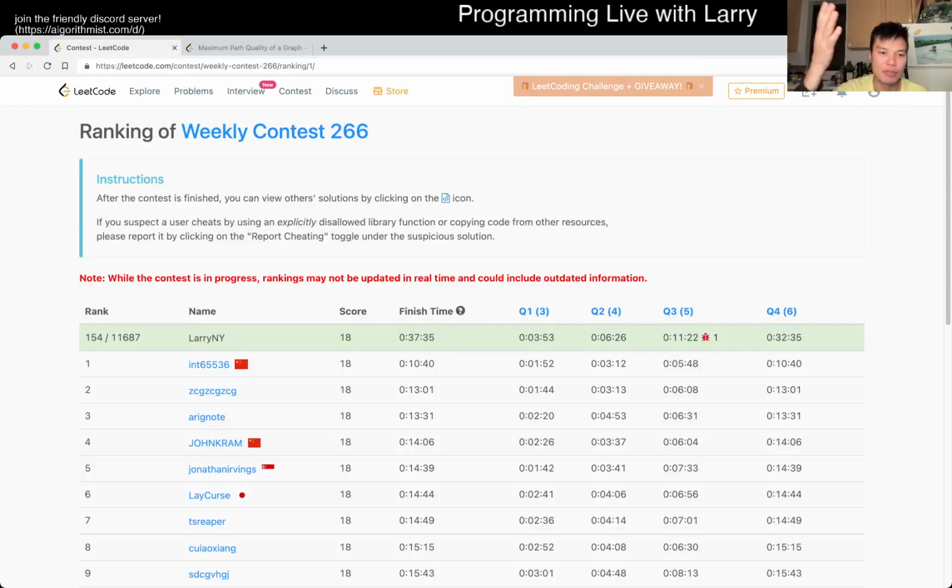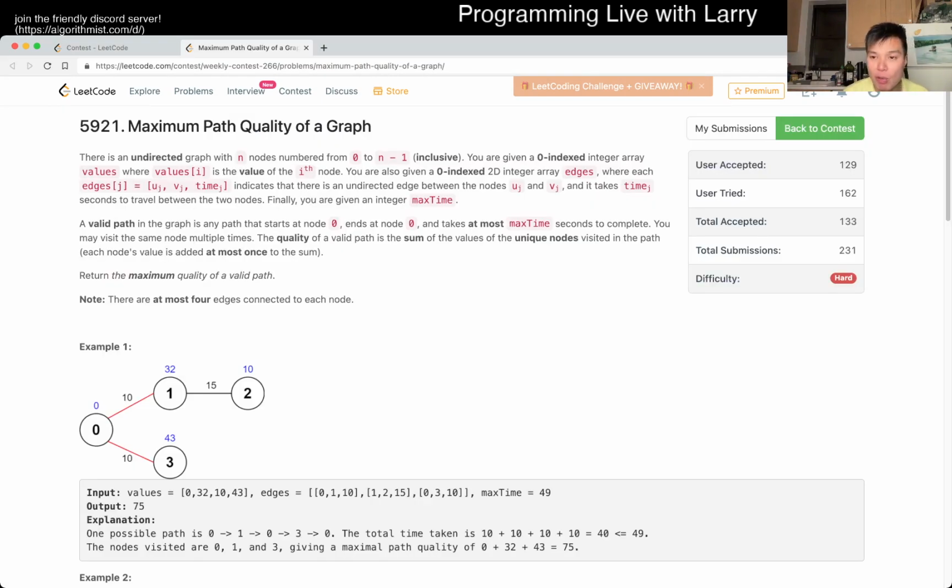This is me going over Q4 of the weekly contest 266, maximum path quality of a graph. So this one wasn't that hard of a problem conceptually. No, let me step back. This one is one of those gotcha problems, if you ask me. But the solution can be simple, and I'll tell you what I mean in a second.